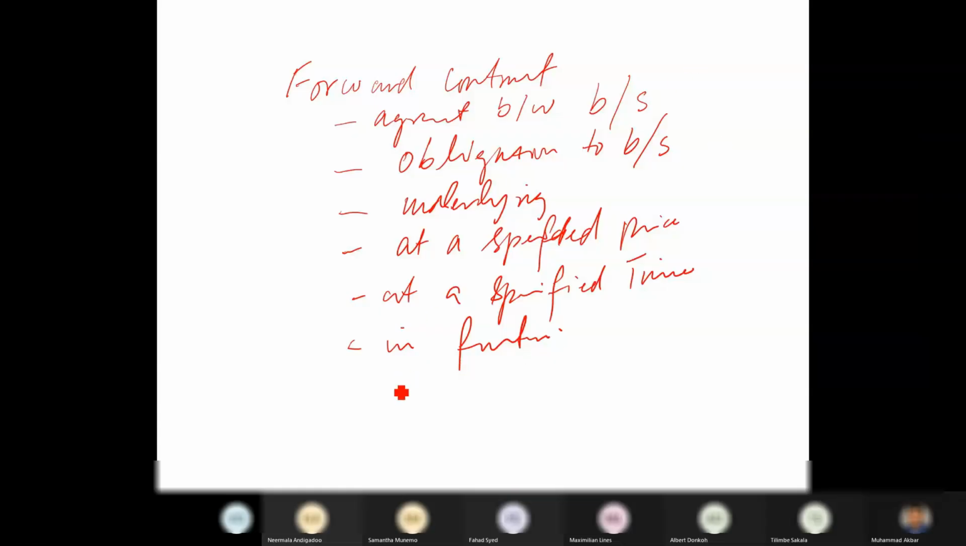And remember, forward contracts only are traded in OTC. These are over-the-counter transactions. They don't trade on exchanges. Okay. Of course, there is some exception to it now. New contracts have been developed, but we will not talk about it at this point, later on, probably.